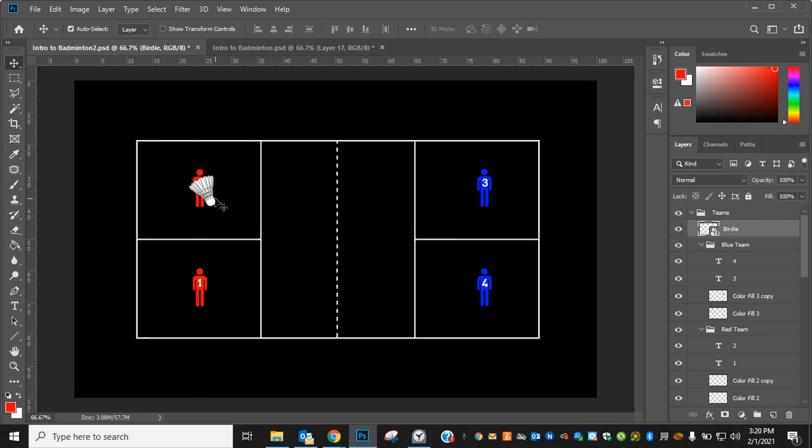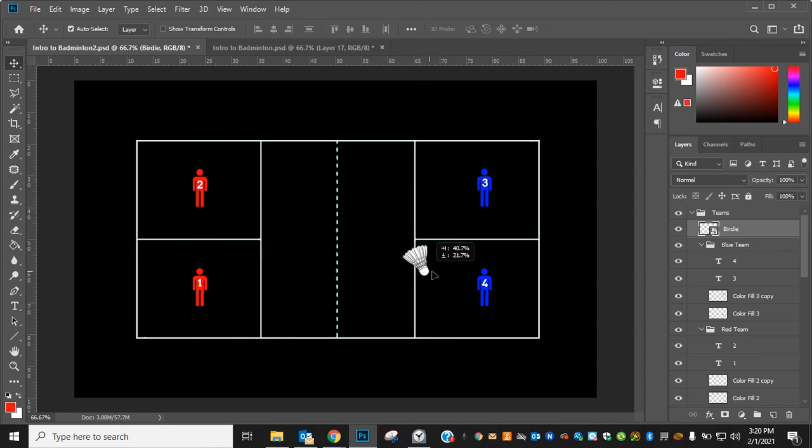The score now is 3-4. Red team has 3. Blue team has 4. Player number 2 is serving. They are serving from the odd court because they have an odd number of points, 3-4.